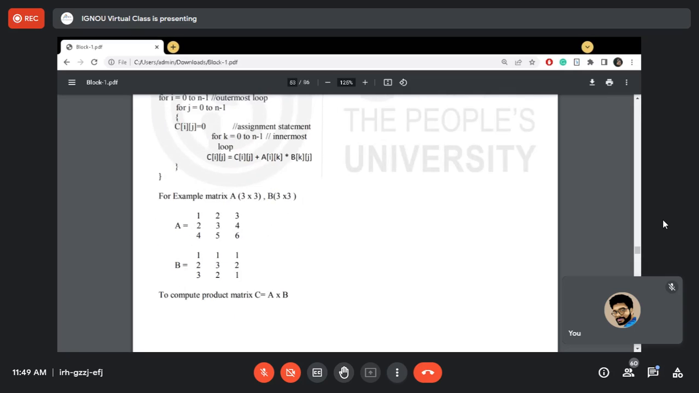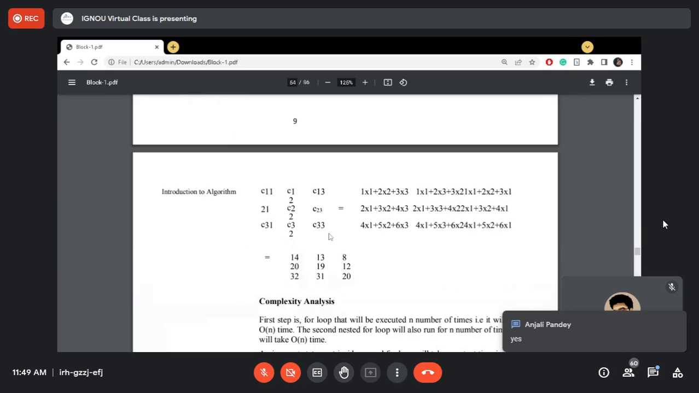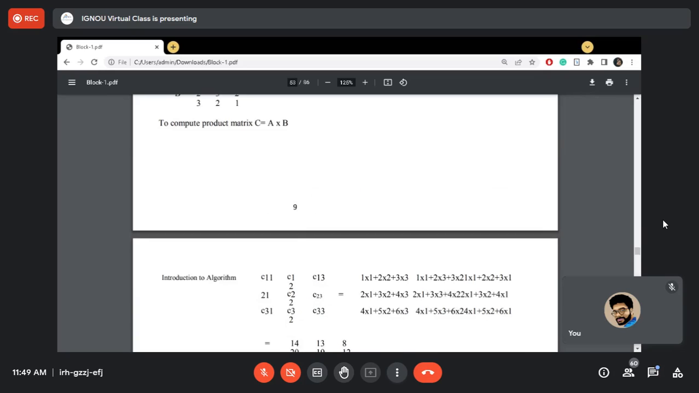Here is the example. If we have a matrix A like this and B like this, and we have to multiply A into B, we will get this matrix, right? So what is the complexity of matrix multiplication? You all know how to calculate a matrix multiplication. You all know how to calculate a complexity using loops. So just calculate the complexity of the loops and give the answer.